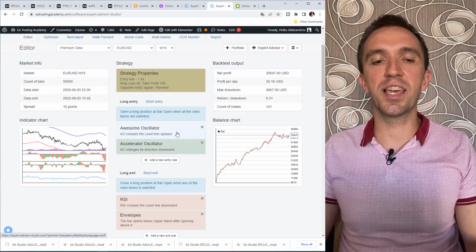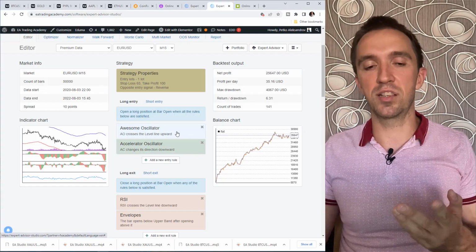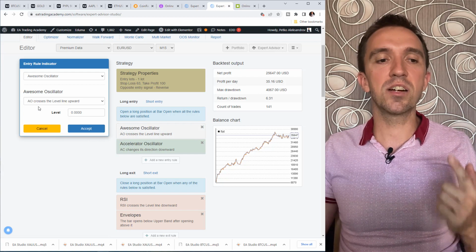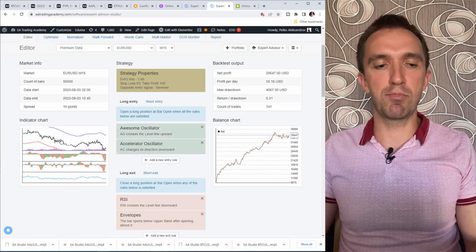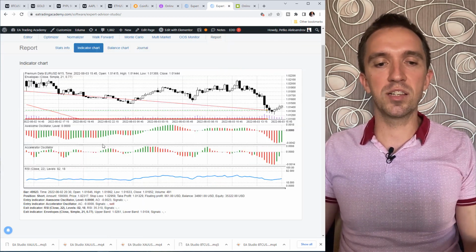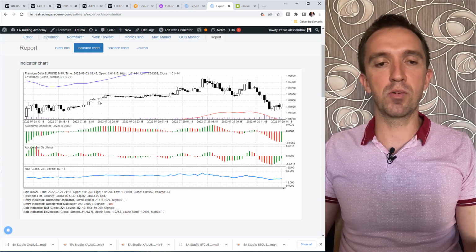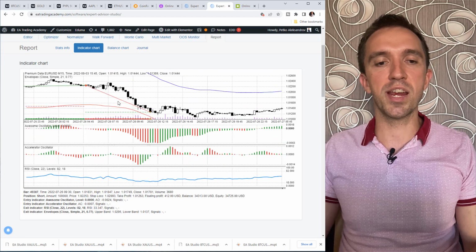So the first indicator is the awesome oscillator. The awesome oscillator should cross the level line upward. Here it is. The awesome oscillator should cross upwards. Let's see the most recent long trade.